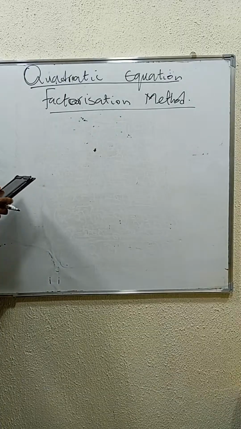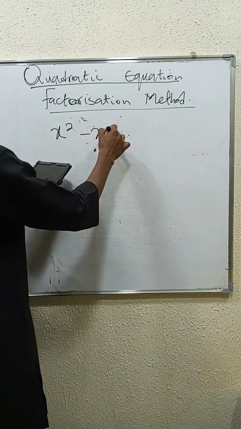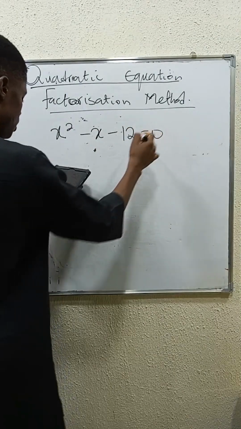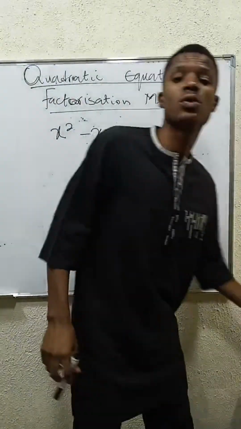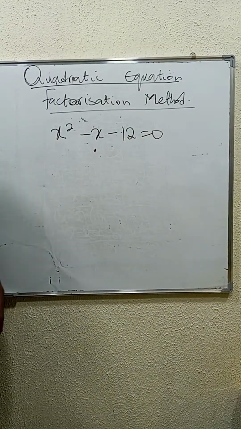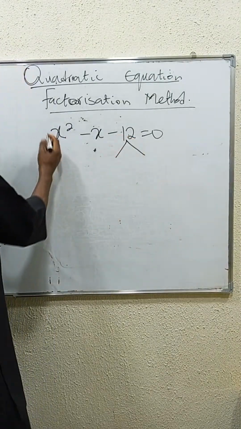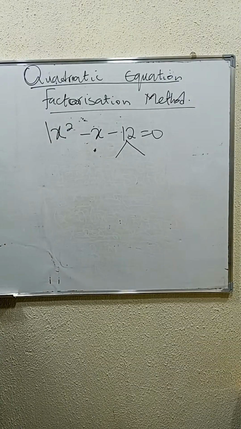Remember, we are looking at the quadratic equation x squared minus x minus 12 is equal to 0. If you do this, we are now going to look at when they have more than one. So what do we do here? We look at the factors of minus 12, because the leading coefficient here is 1.